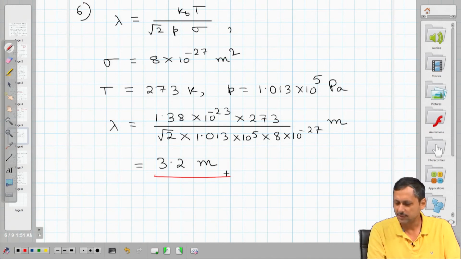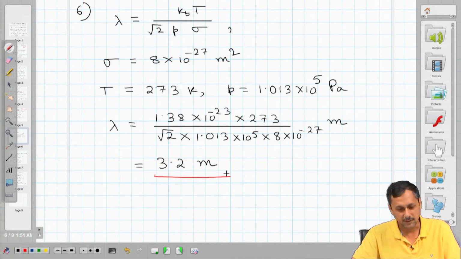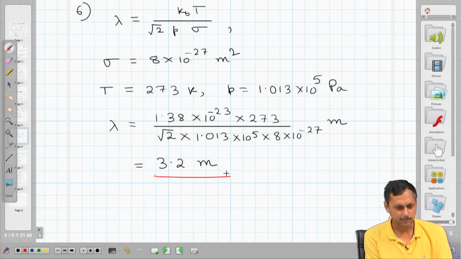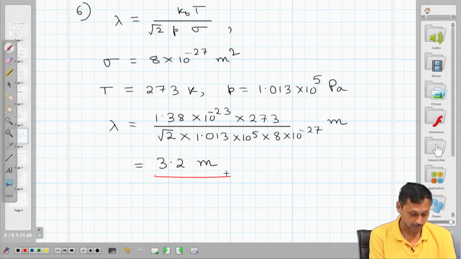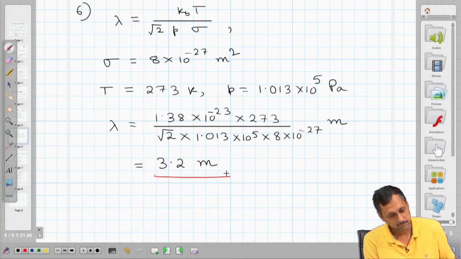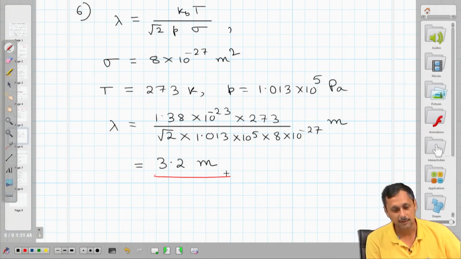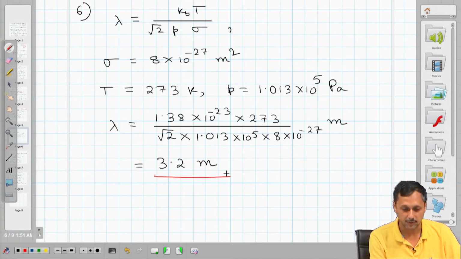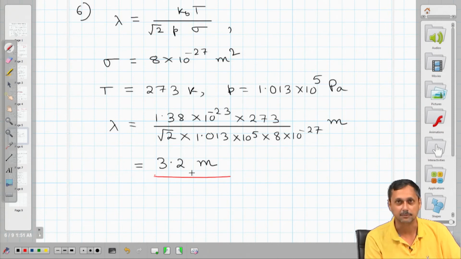Now, 3.2 meters is a relatively large number for a mean free path value, and this is happening because look at the collision cross section. Collision cross section is 10 to the power minus 27, right. So, 10 to the power minus 27 is a relatively small collision cross section, that is why it gives you such a large mean free path.